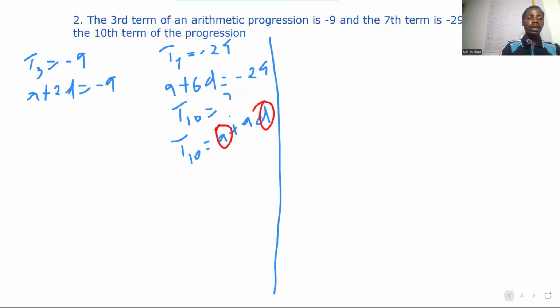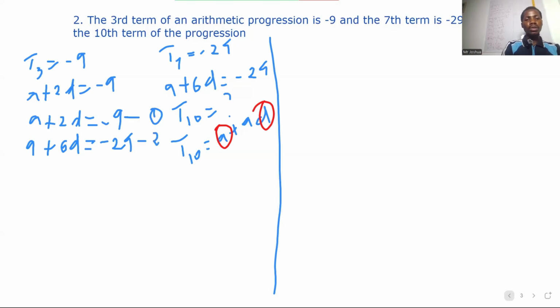Just like we did previously, we're going to find our common difference, then we'll find the value of a, and then we get our answer. So let's bring down those two equations together. So we're going to have a plus 2d equals what? Minus 9. And then we have a plus 6d equals minus 29. Okay, so how do we get the value of d here? This is going to be our equation 1. This is going to be our equation 2.